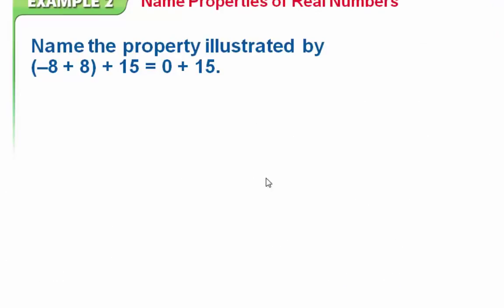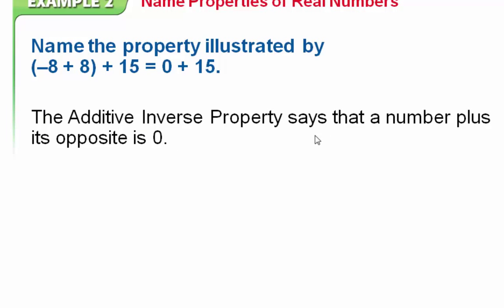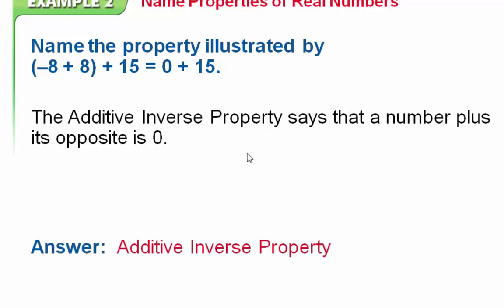Now this is a quick example. Some students, when they see parentheses, directly think it's the associative property, but they have to make sure what they have. From the first side, negative 8 plus 8 became 0. So in this case, the additive inverse property is applied. This says that a number plus its opposite is 0.